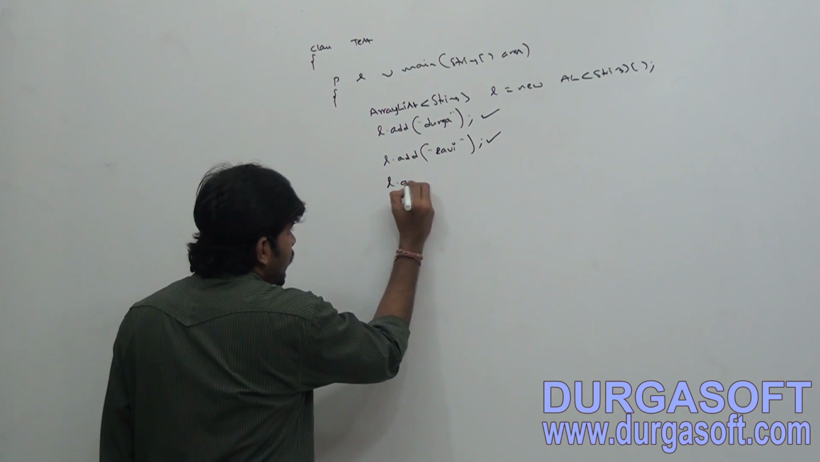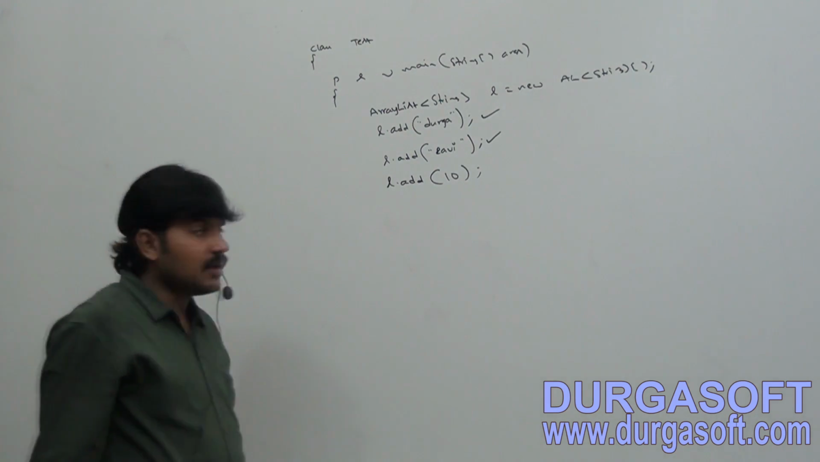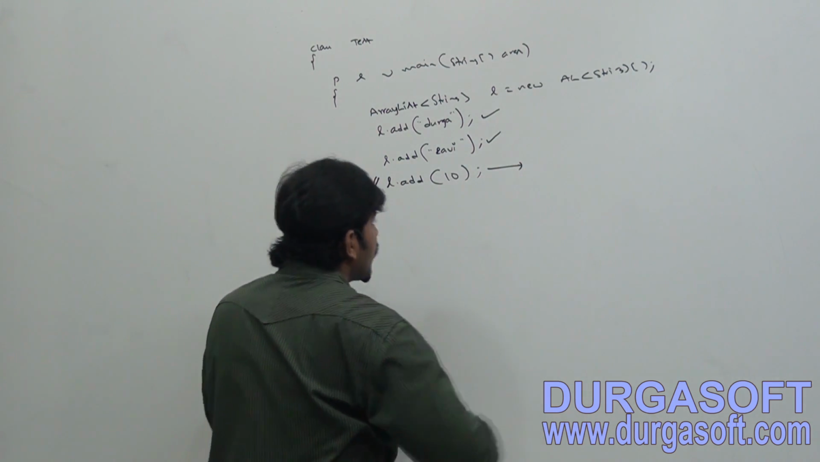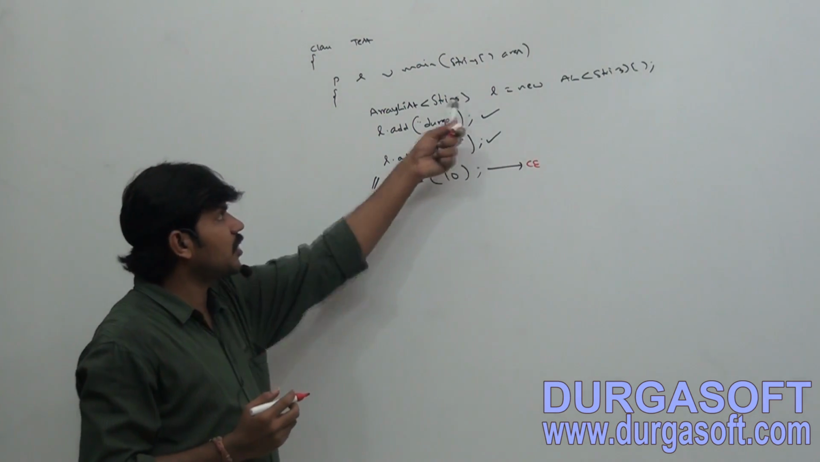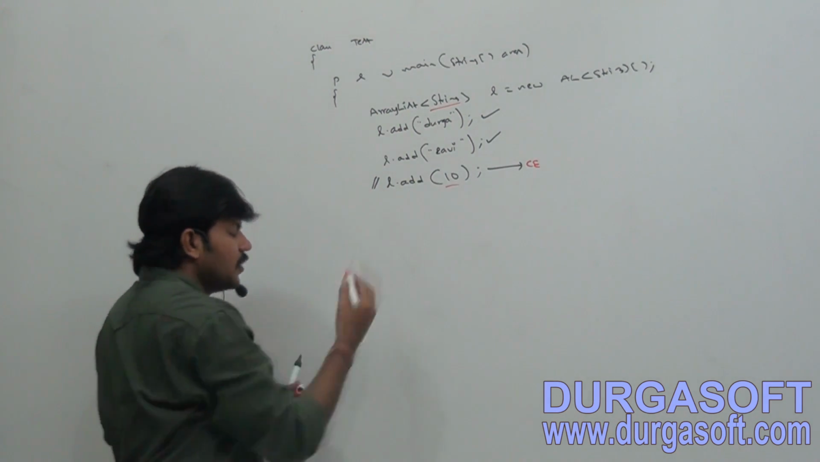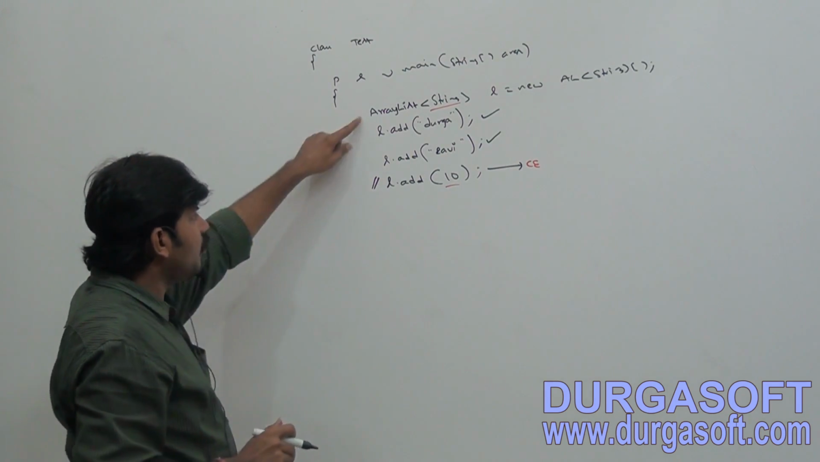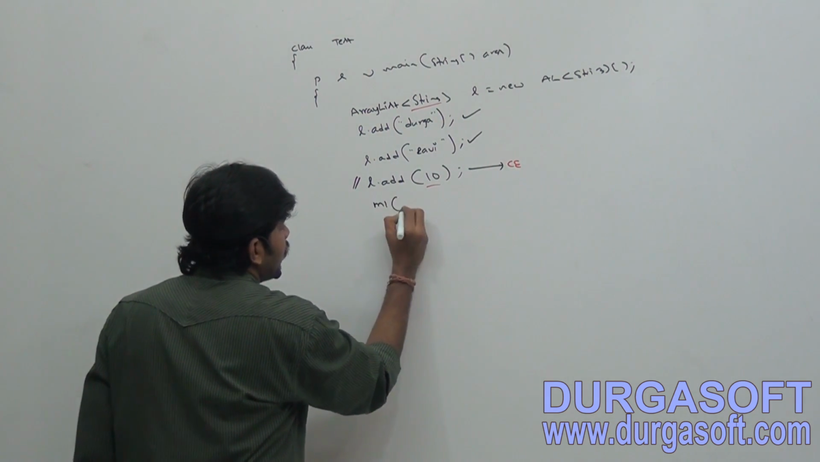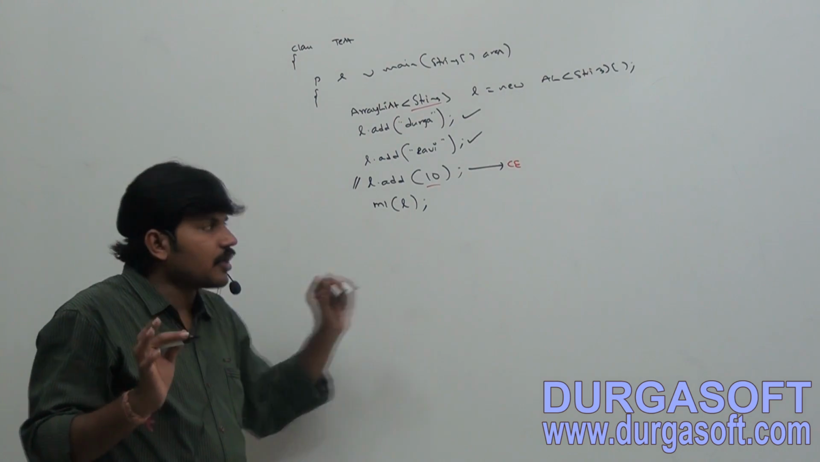Now I am taking l.add of 10. Is it valid or invalid? Invalid. We immediately get a compile error by default, because sir, l is what type? ArrayList of String type. Then you cannot add an integer type of object. Sorry sir, not possible, compile error. Now what we have to do? I am calling the M1 method by passing l as the argument.